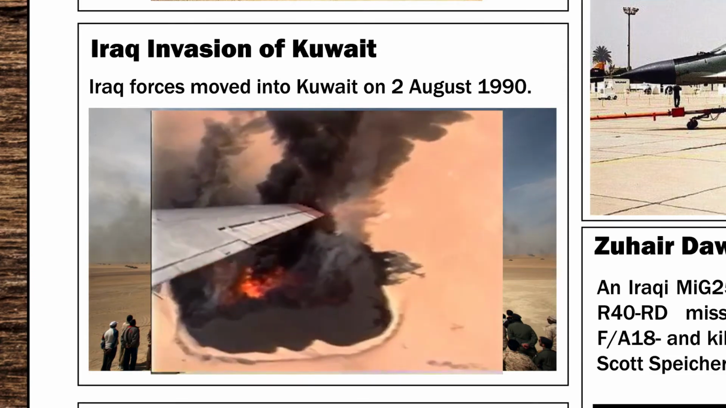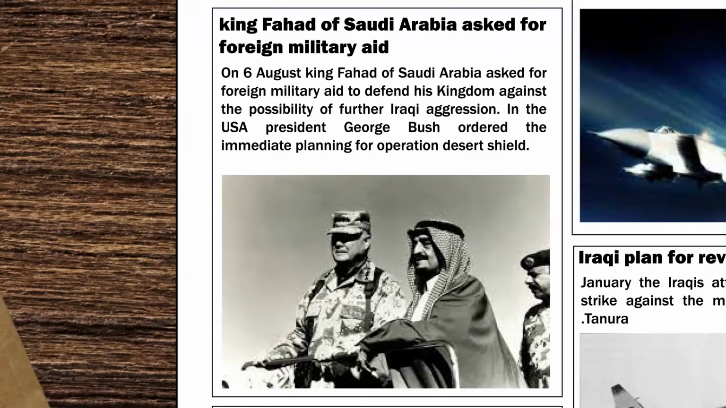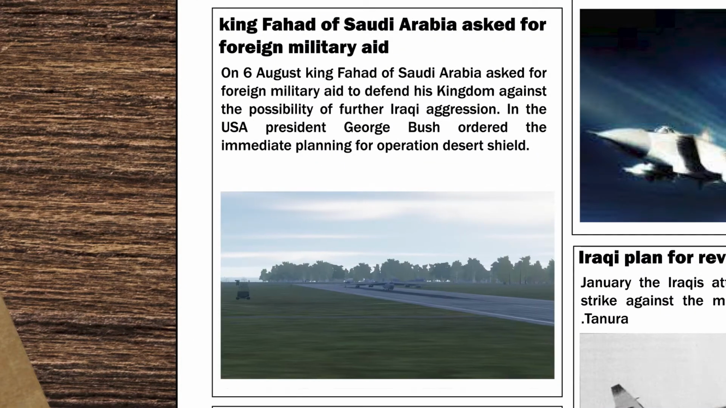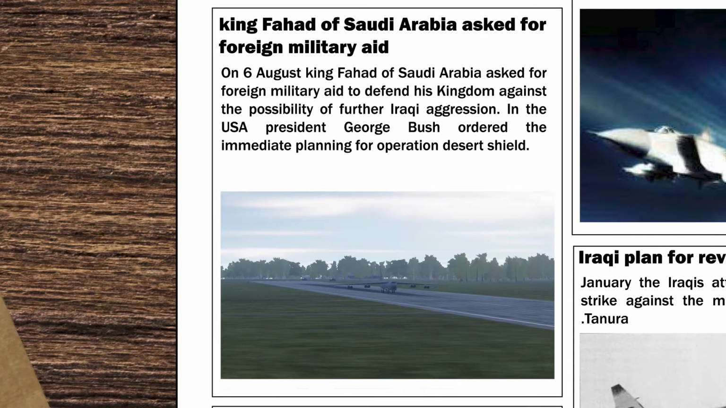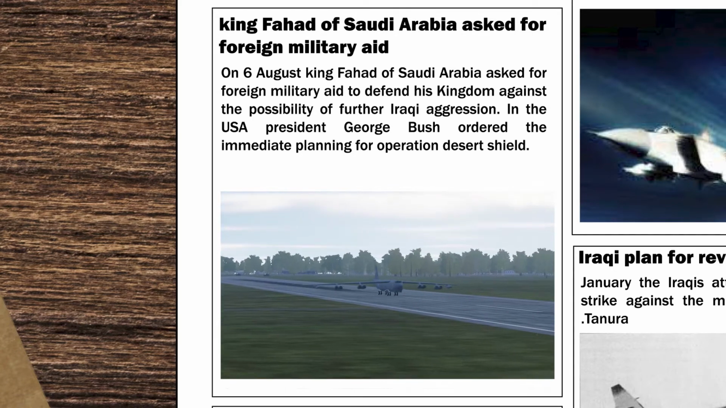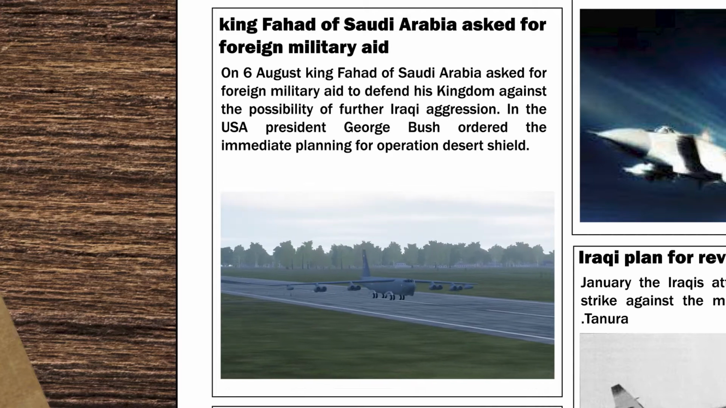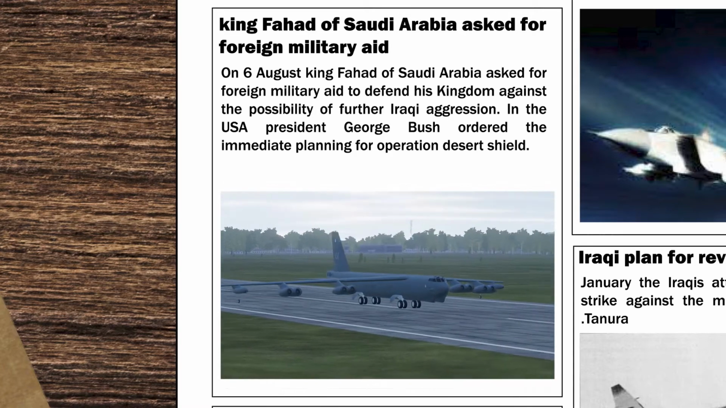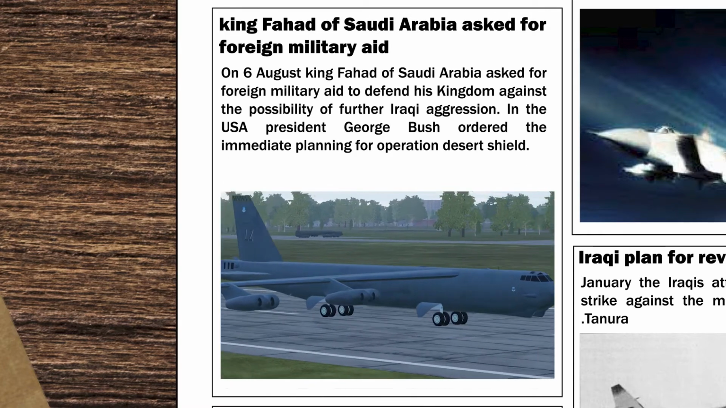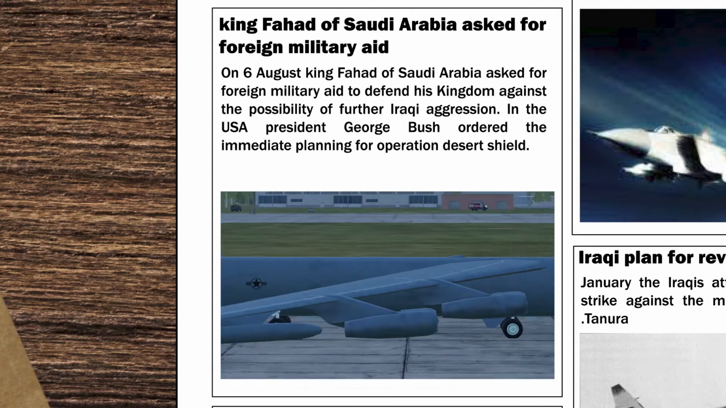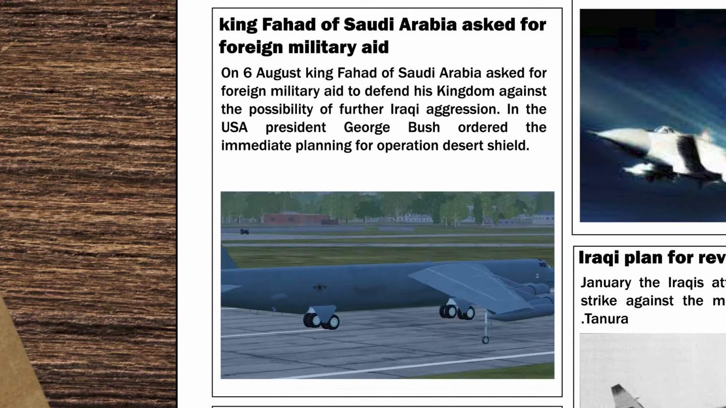the card up here. On August 6, King Fahd of Saudi Arabia asked for foreign military aid to defend his kingdom against the possibility of further Iraqi aggression. In the United States, President George Bush ordered immediate planning for Operation Desert Shield, which would mean the rapid dispatch of a large American force to the region, starting with the air transport to Saudi Arabia.